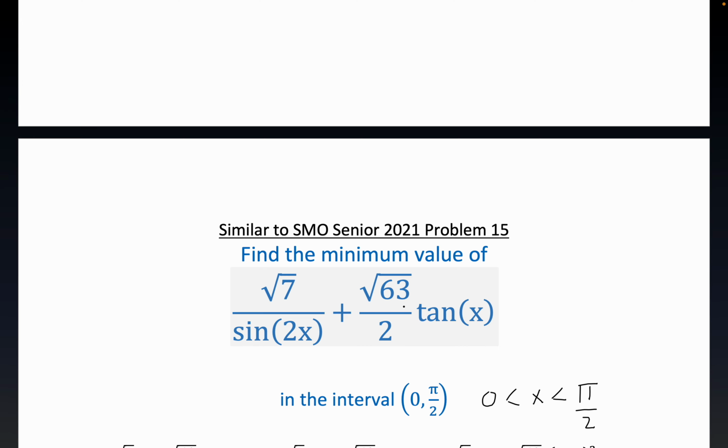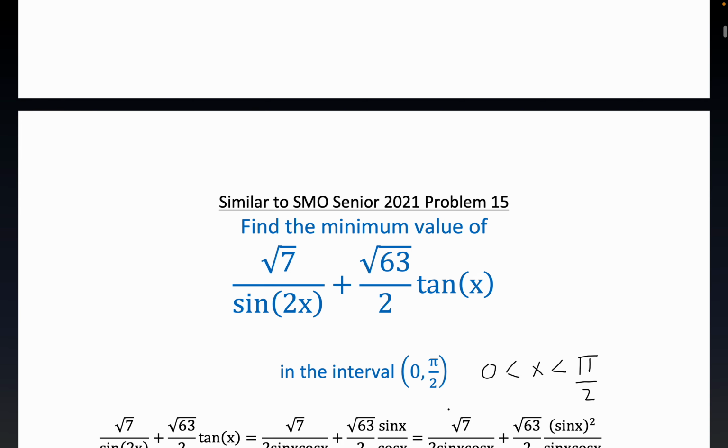No derivatives, no setting the derivative equal to 0 and all of that. We're just going to use something called the AM-GM inequality. And you're going to see why this is important in just a minute, why sine 2x and tangent x are both positive in this range of numbers, in this restricted domain.